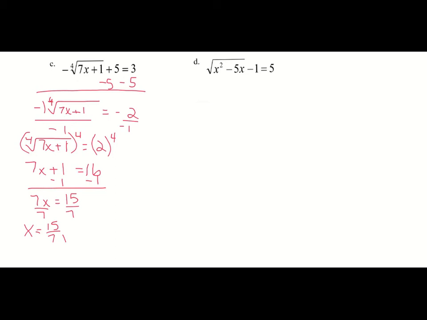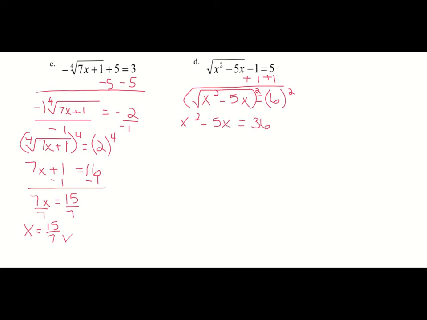For D, we still need to isolate that radical. So I'm going to start off by adding 1 to both sides. So I'm going to have the square root of x squared minus 5x equals 6. It's a square root, so we're going to square both sides. And then we're going to end up with x squared minus 5x equals 36.